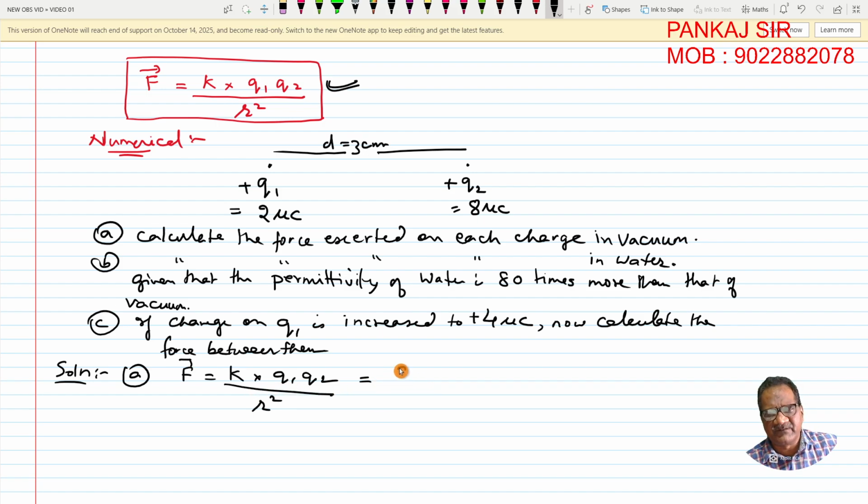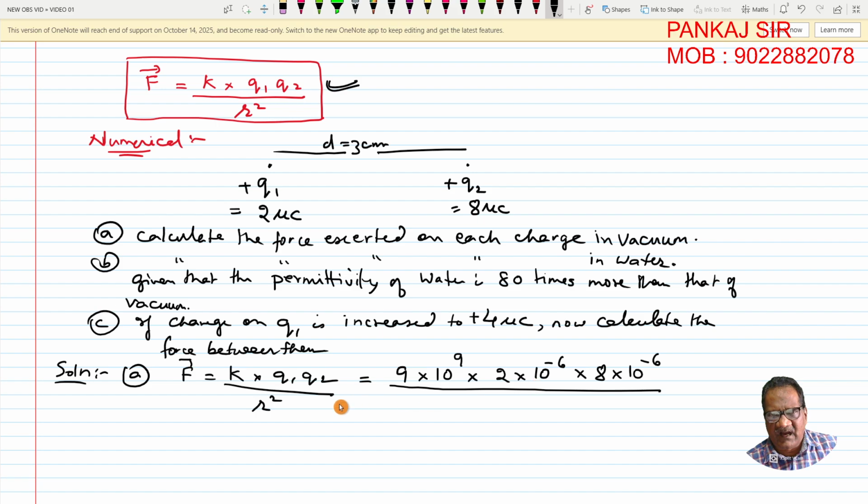K for vacuum value is 9 multiplied by 10 raised to 9, into Q1 value, which is 2 microcoulomb. In coulombs it will be 2 into 10 raised to minus 6, and Q2 is 8 microcoulomb, so I can write 8 into 10 raised to minus 6. I have converted microcoulomb into coulomb. Whole thing divided by r, the distance between the charges. They are separated by a distance of 3 centimeter, but the distance has to be in meter, so it is 0.03, squared.